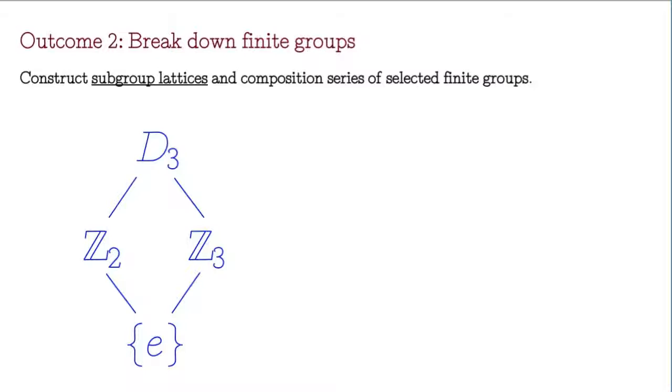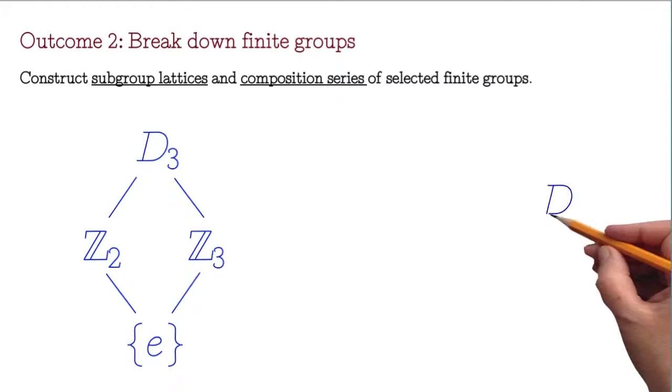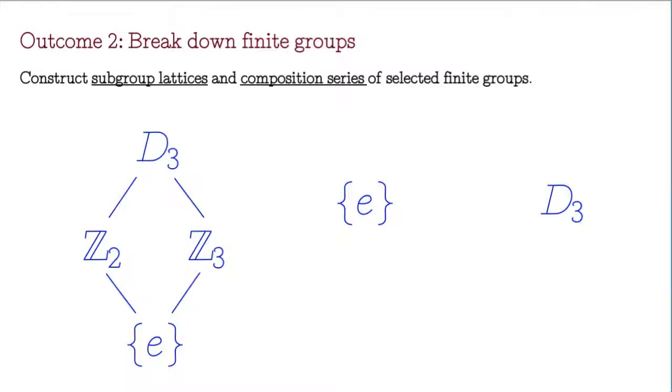The second way to do it, and this way is going to be even more useful going into the latter part of our course, is to look at the composition series of a group, which is just a different way of writing down a subgroup lattice, but paying attention not just to the subgroups, but specifically to the normal subgroups.